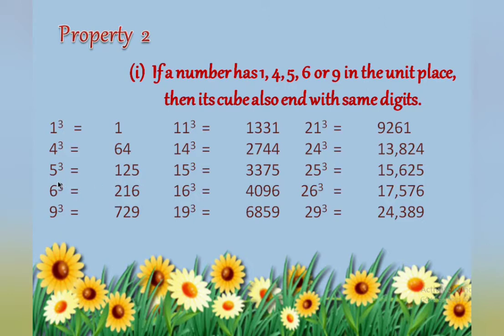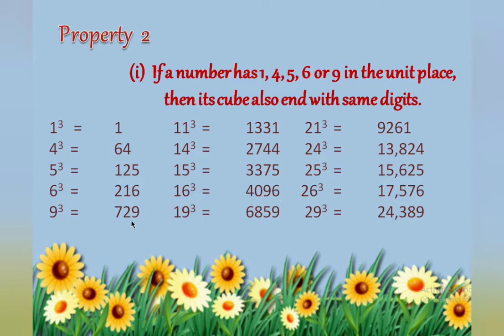Let's check the next one, 5 cube. 5 cube is 125. The unit place is 5 itself. 15 cube is 3375. Here also the unit place is 5 itself. 25 cube also has the same property. Next we will take 6. What about 6 cube? It is 216. The unit place carries 6. 16 cube is 4096. Here also the unit place carries 6.